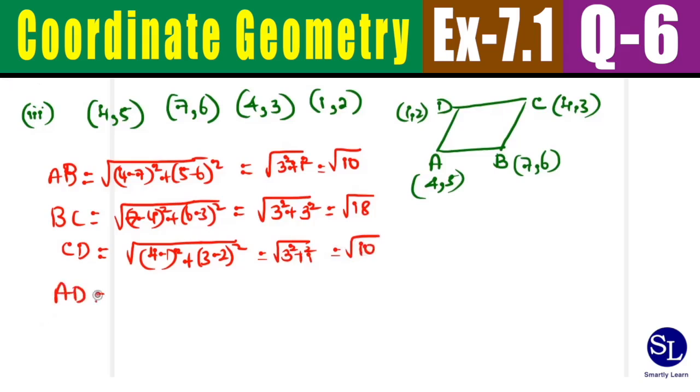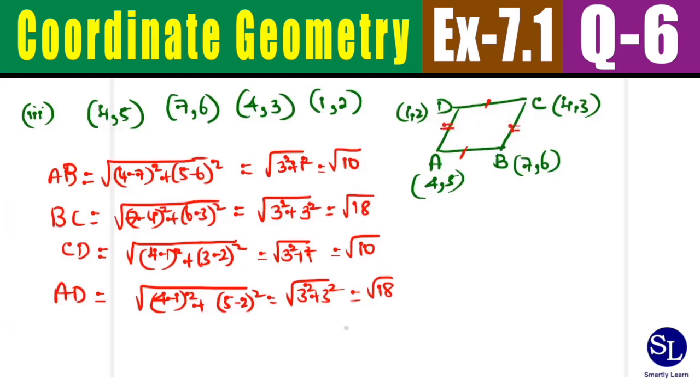Now let's compute AD. AD is going to be the root of (4-1)² + (5-2)². So this is another 3 squared plus 3 squared, which is root 18. We see that opposite sides are equal here. Again, this could be a parallelogram or a rectangle. So let us be sure about it. Let's compute AC. If AC follows Pythagoras theorem, then I will declare this as a rectangle. However, if Pythagoras rules are not applicable here, then I can declare ABCD as a parallelogram.